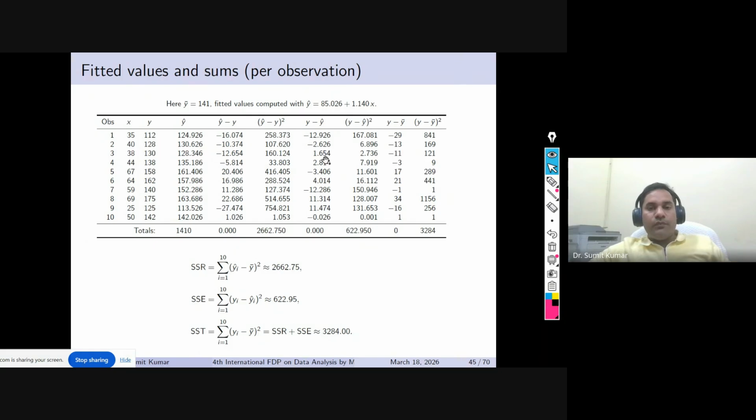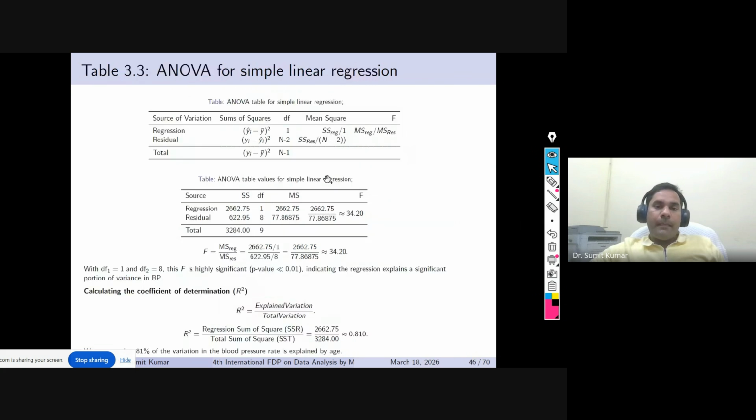So based on the other formulas, we have just calculated the table so that you can get the values easily. Our table we have just created here: source of variation, regression, residual, total. This is the sum of squares, for which we have already given the formula. These are the degrees of freedom and the mean sum of squares. The sum of squares will be divided by the degrees of freedom, so you will get the mean sum of squares.